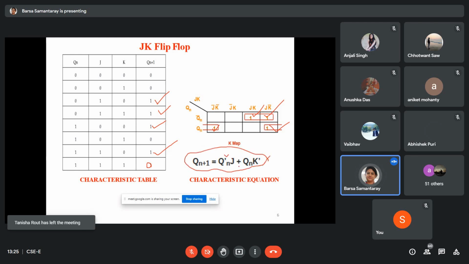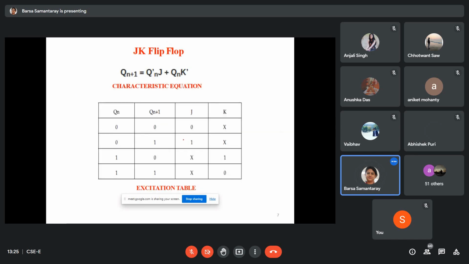That means if the Q value is known to you, if the J and K value is known to you, you can find out the next state of the JK flip-flop. Have you understood? Yes, ma'am. Okay. Next, excitation table of JK flip-flop.